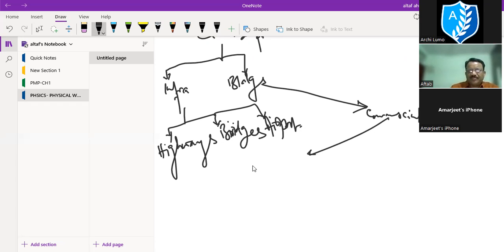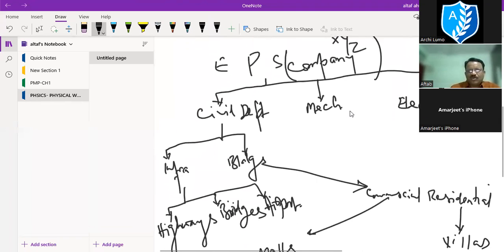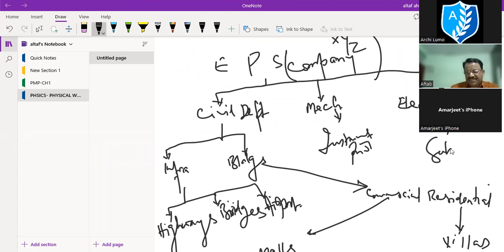Under commercial, maybe commercial buildings, I mean malls. In residential, villas. Same in mechanical, it is instrument production department or projects. In electrical, it is substations, dynamo production, lots of things may be there.